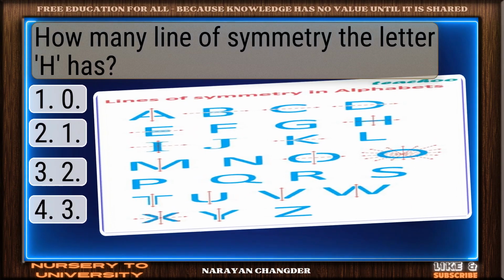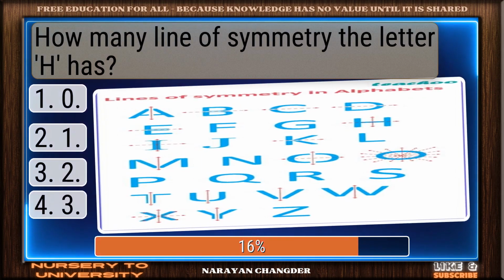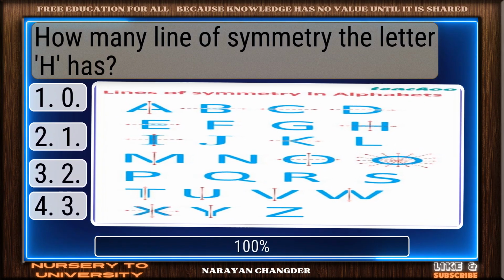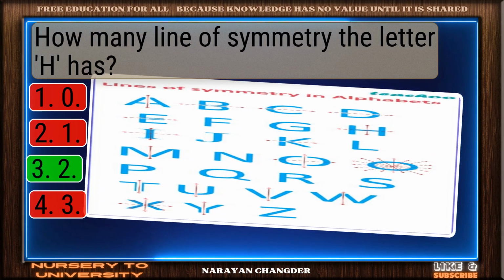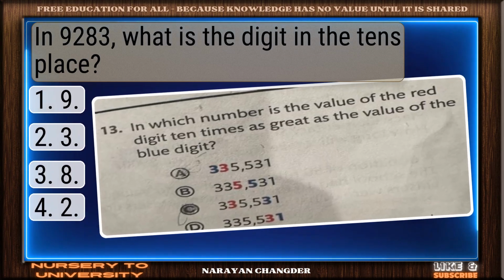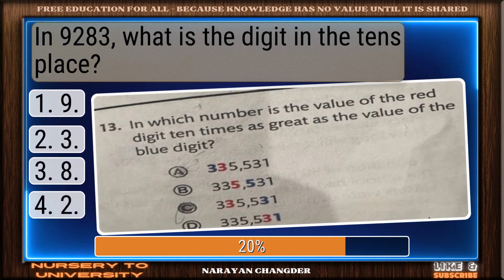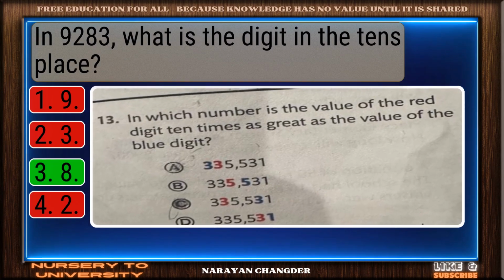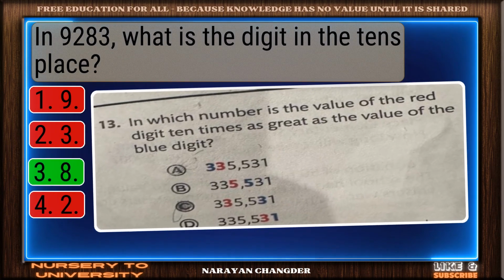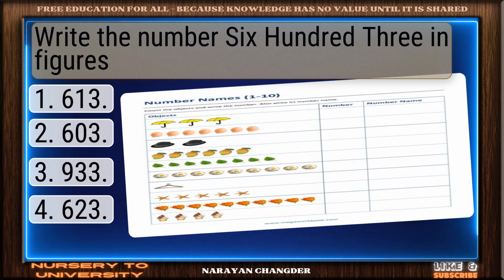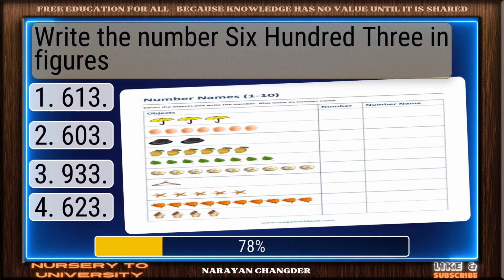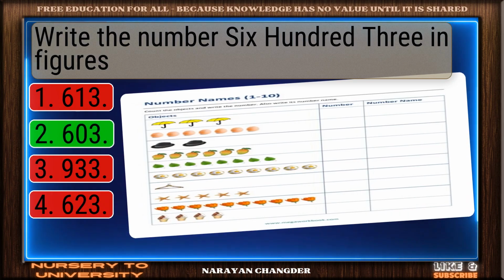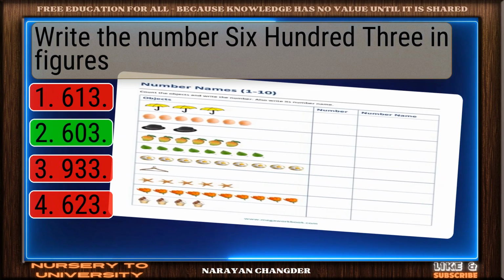How many lines of symmetry does the letter H have? Excellent choice. 2 is the right answer. In 9283, what is the digit in the tens place? Valid point. 8 is true. Write the number 603 in figures. Sharp thinking. 603 is the right choice.